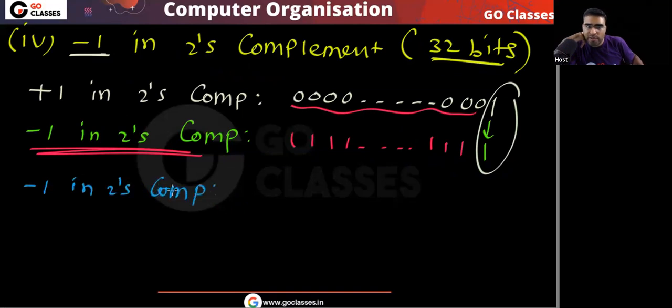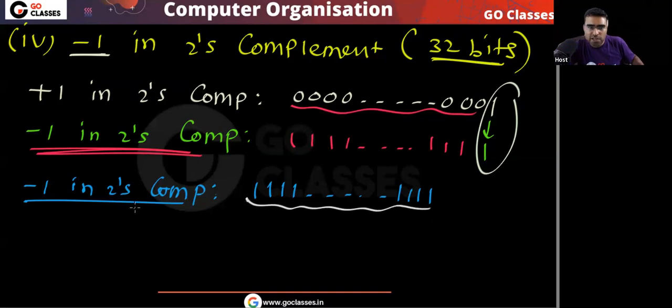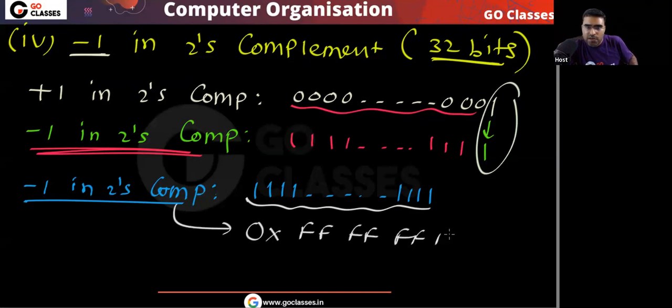Minus 1 in 2's complement will be all ones: 1 1 1 1 1 1 and so on, 32 bits in 32 bits. So this is your minus 1 in 2's complement. In hexadecimal, you can also write it as FF FF FF FF. Is this clear?